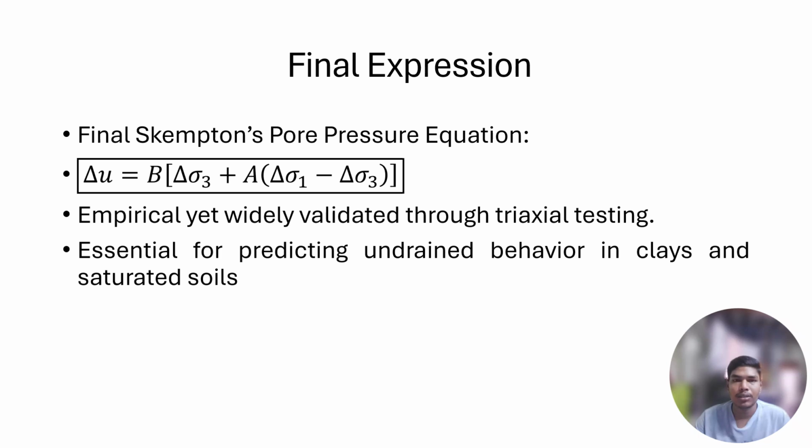The final Skempton pore pressure equation is delta U is equal to B of delta sigma 3 plus A of delta sigma 1 minus delta sigma 3. This is the final Skempton pore pressure equation. It is empirical and widely validated through triaxial testing. These Skempton equations are useful for triaxial shear strength tests of soil in the laboratory, and essential for predicting undrained behavior in clay and saturated soil. It is also used for predicting the pore pressure in clay and saturated soil.